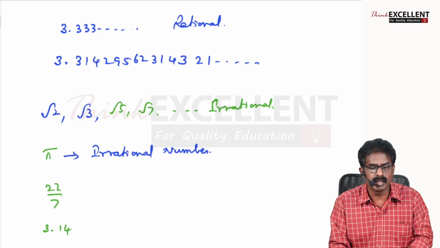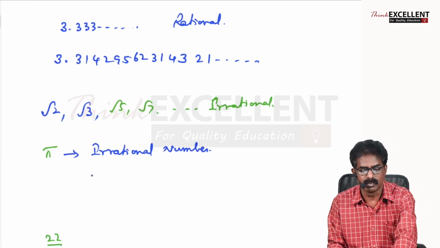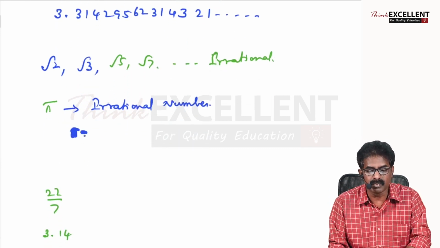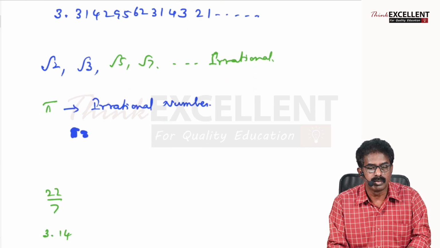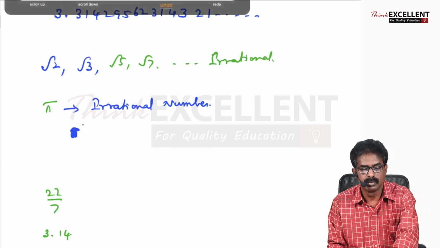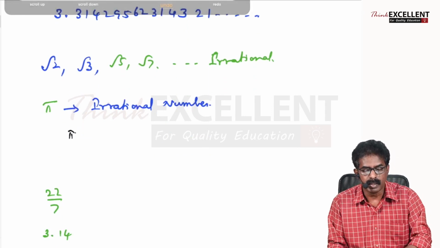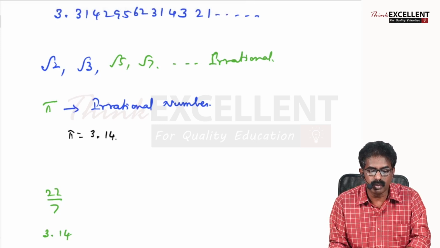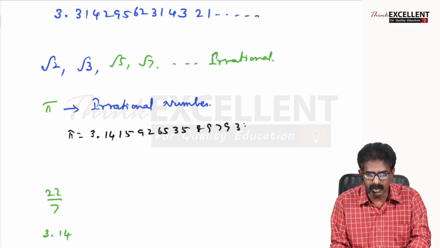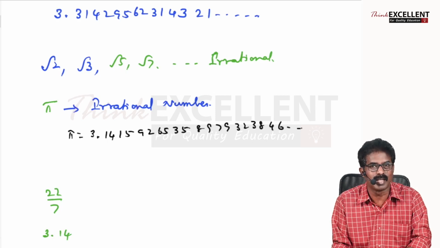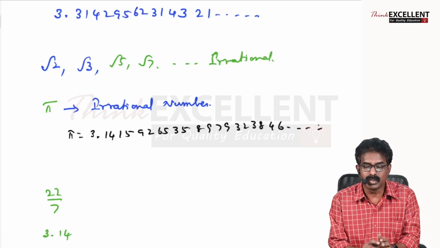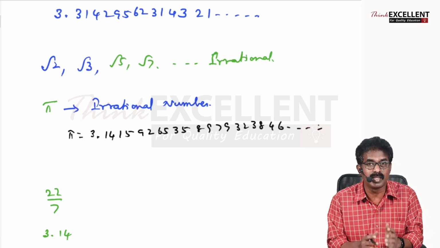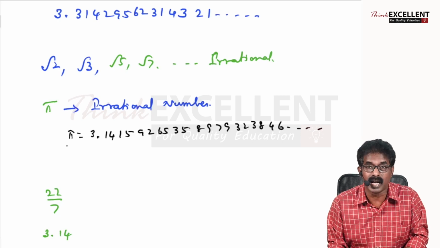Its approximate value, if you search in Google, you can see. So pi, the approximate value is, pi equal to 3.1415926535897993238446. It goes on like this. Okay. So it is non-terminating. Also, it is not recurring. So pi is an irrational number.